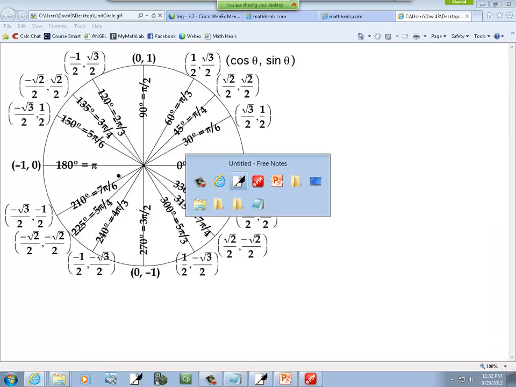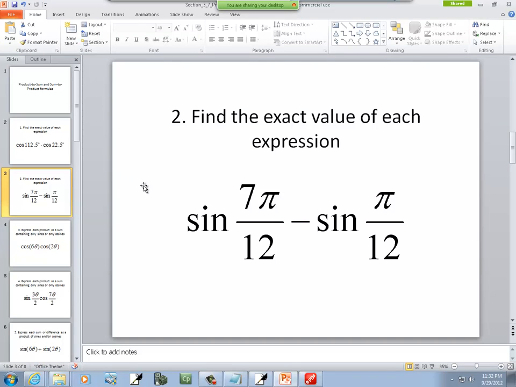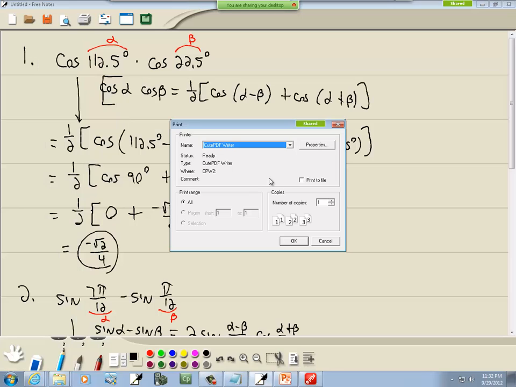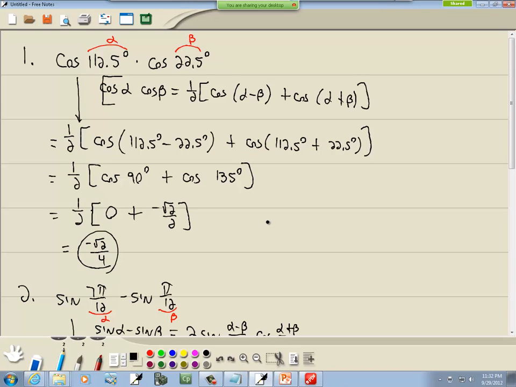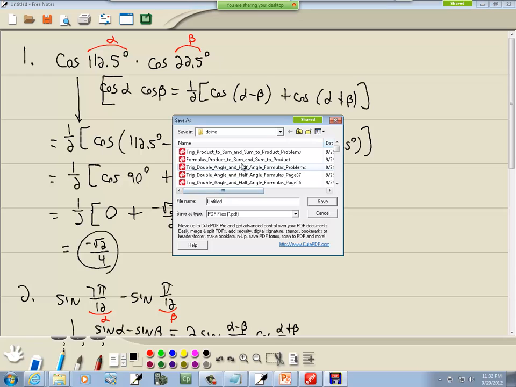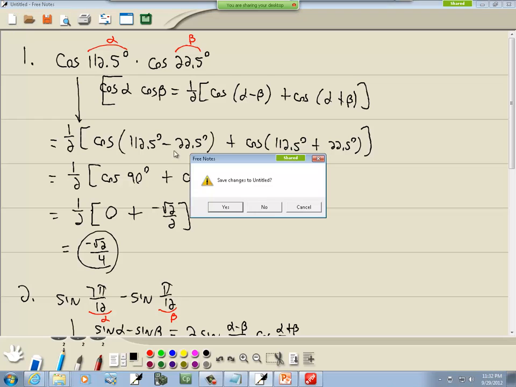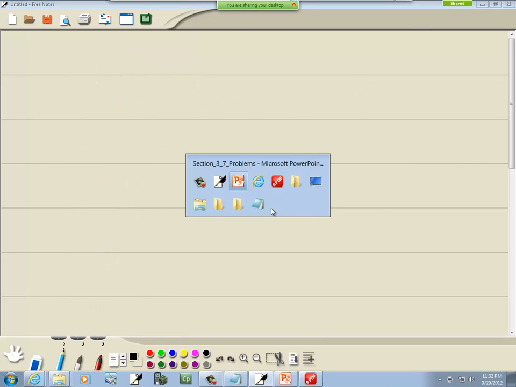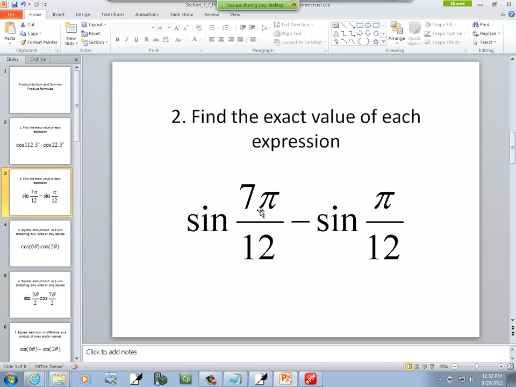Let me save this. Product to sum and sum to product. And this would be page 01.pdf. There we go. And let's look at our next problem.